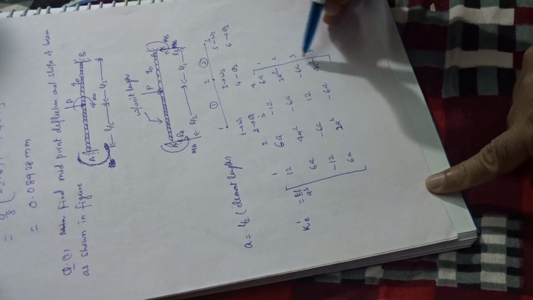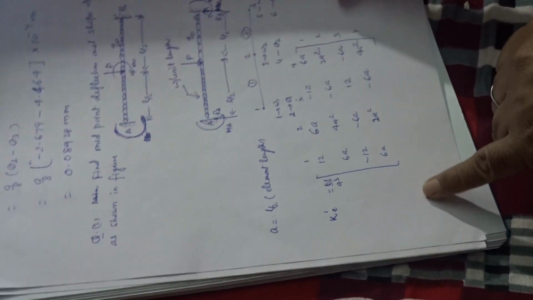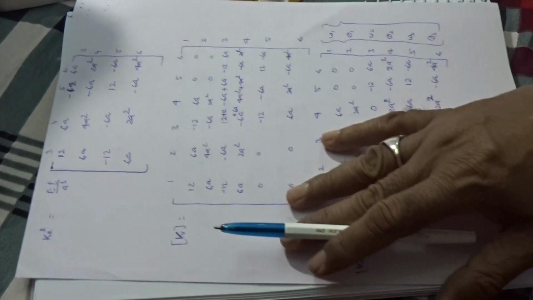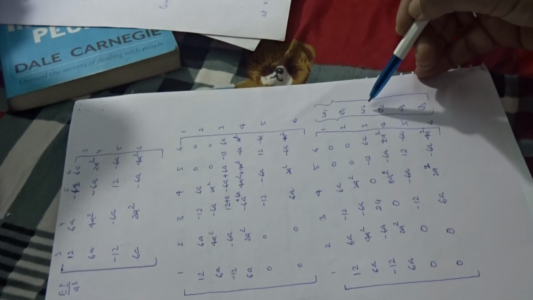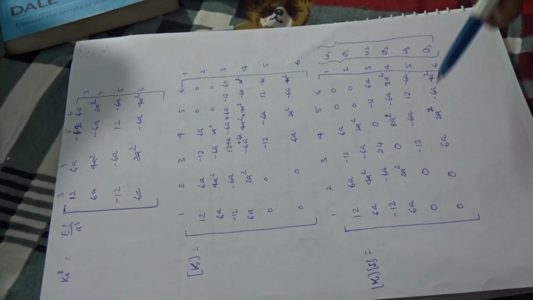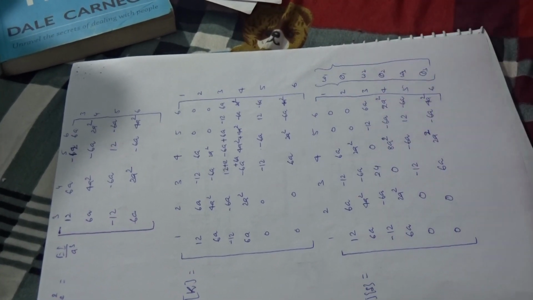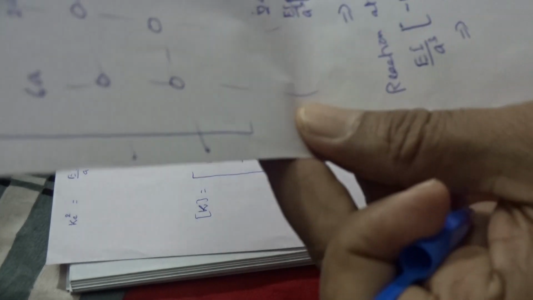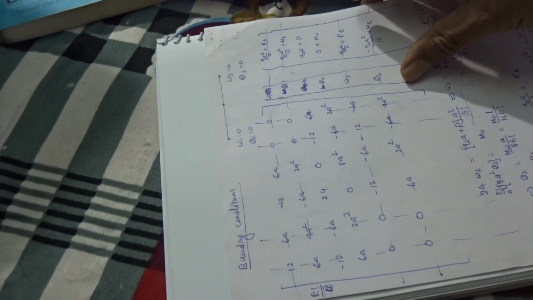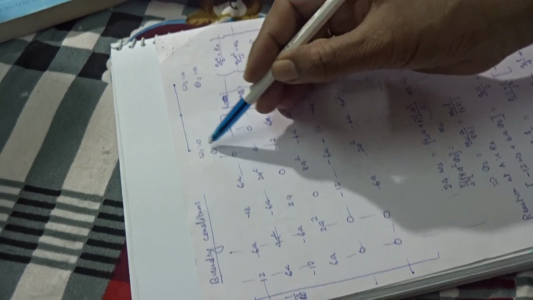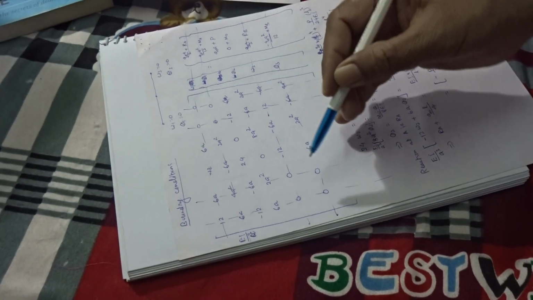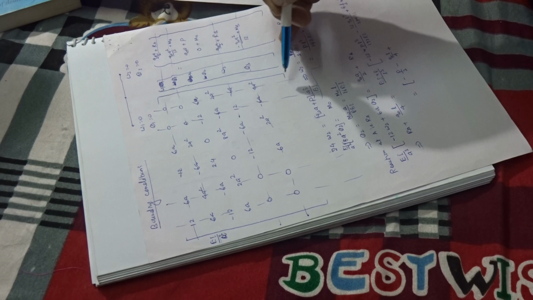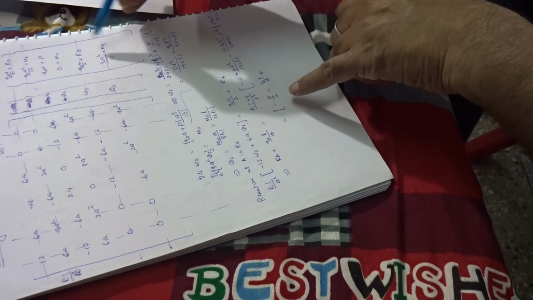KE1 is the element stiffness matrix for element 1, and this is the element stiffness matrix for element 2. This is the global stiffness matrix, and K into delta is equal to this, with W1 theta 1, W2 theta 2, W3 theta 3. Next, after applying the boundary conditions, W1 theta 1 is 0 and W3 theta 3 is 0. So first row and first column 0, second row and second column 0, fifth row and fifth column 0, sixth row and sixth column 0, and this is the right side force matrix.